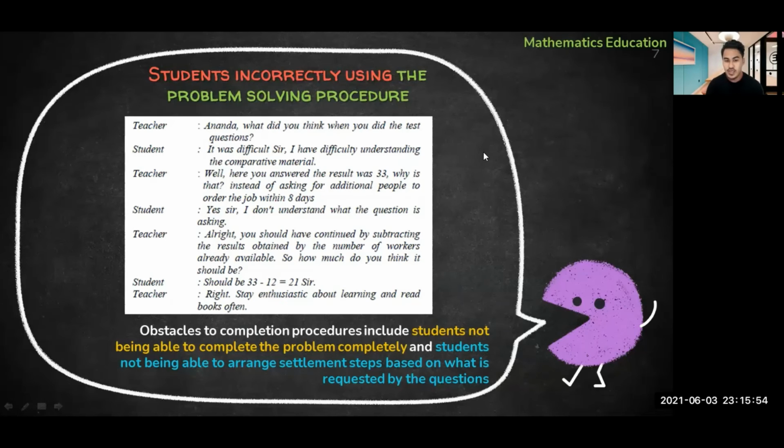In this slide, we can see a conversation between teacher and student, and the obstacle to completing the procedure includes students not being able to complete the problem completely, and students not being able to arrange the settlement steps based on what is requested by the questions.